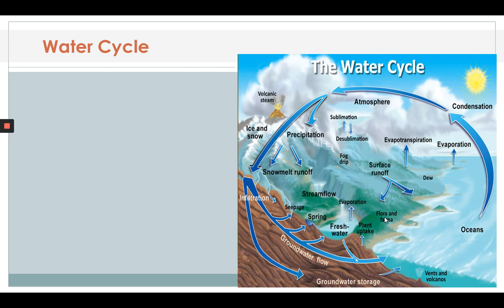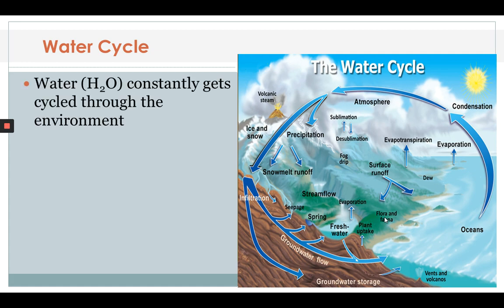To begin with, we're going to be looking at the water cycle. The water cycle can also be called the hydrologic cycle. Water itself is composed of two hydrogen atoms and one oxygen atom, and it constantly cycles through the environment over and over. Sometimes it's short, sometimes it's slow.